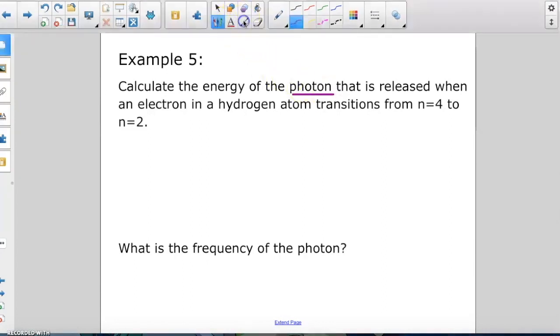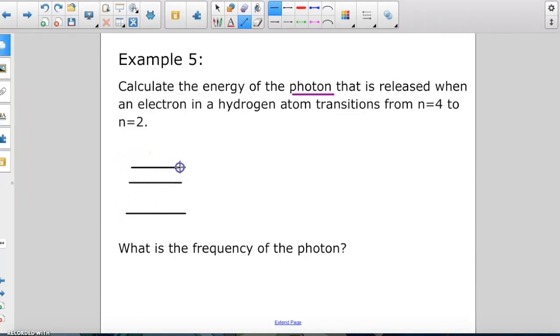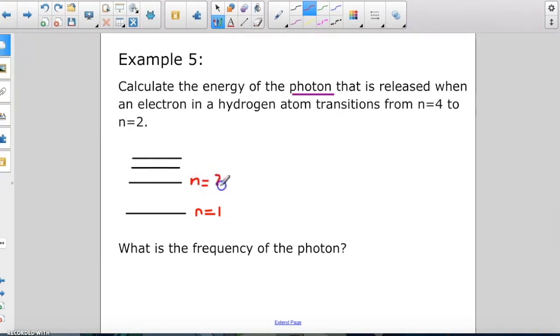So the first thing that we want to do is represent those levels of energy in the hydrogen atom. We're going to have here level 1, level 2, level 3, level 4. Remember that this will be N equals 1, this will be N equals 2, N equals 3, and N equals 4.